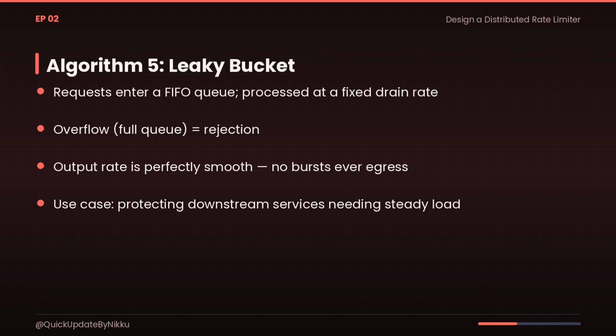Leaky bucket inverts the mental model. Instead of counting tokens a caller can spend, you model a queue that drains at a fixed rate. Requests join the queue. If the queue is full, they are rejected. The output side is perfectly smooth. Downstream services see a metered, constant call rate regardless of how spiky the input is. This is the right algorithm when your constraint is not the caller but the system you are calling, for example a third-party billing API that is contractually limited to 10 calls per second.